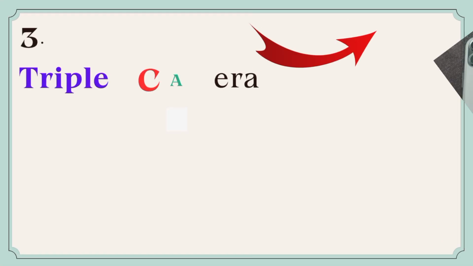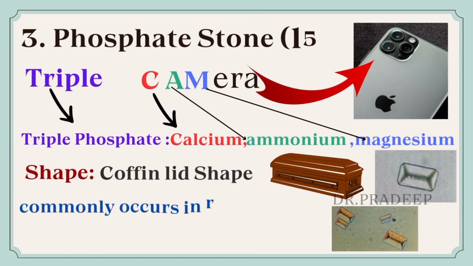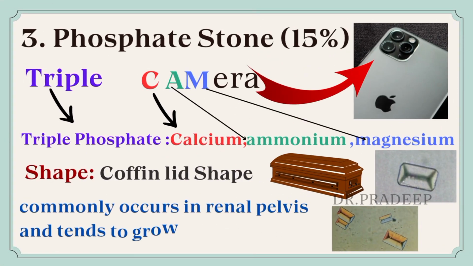3. Phosphate stones or triple phosphate stones. Remember it as iPhone's triple camera as shown in the picture: calcium, ammonium and magnesium. These stones are really bad, hence shaped like a coffin lid. Commonly occurs in the renal pelvis and tends to grow in alkaline urine.